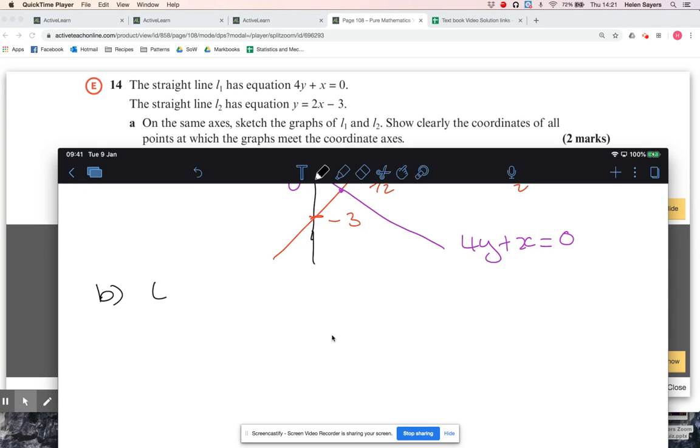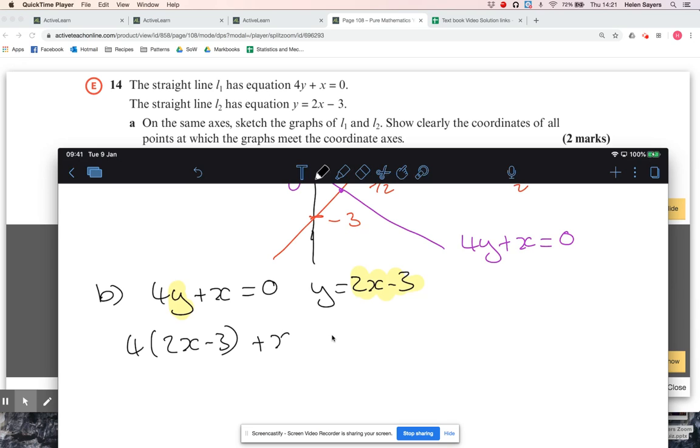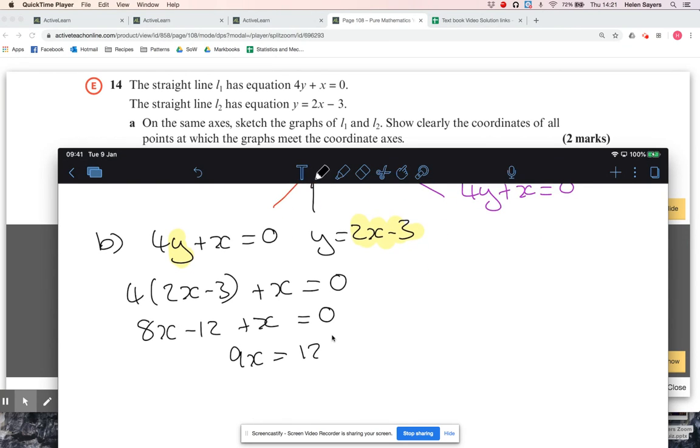So let's write the 2 equations out, and I'll go back to sort of the unrearranged forms, just in case I've done anything daft. Okay, and I think for that particular one, my preferred method is just going to be to substitute 2x minus 3 in for y. So that will become 4 times 2x minus 3, and I've got plus x equals 0. So 8x minus 12 plus x is 0, so 9x, and then if I add the 12 over, I will get x is 12 over 9, or 4/3.